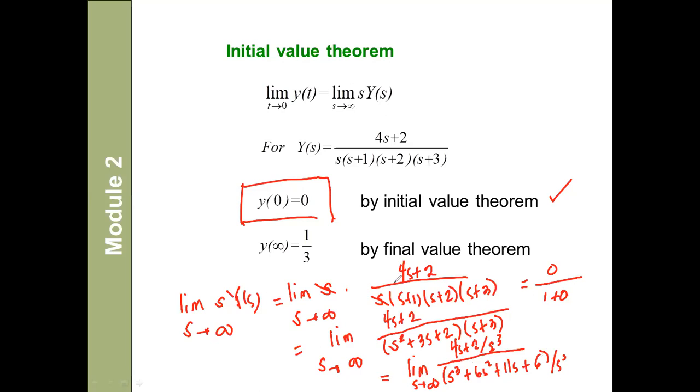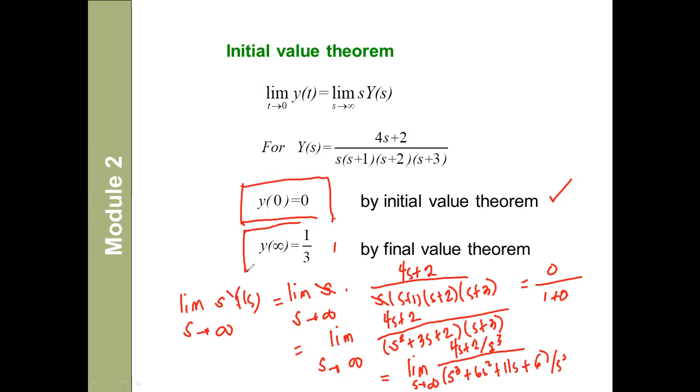So I can then proceed to using the final value theorem, which is just the same expression here, but I will evaluate as s approaches 0. So in this case, class, I will simply substitute s equal to 0 here. My numerator will be left with 2 and my denominator will be left with 6. So 2 over 6 will be 1/3. So that's the thing that you are seeing here.